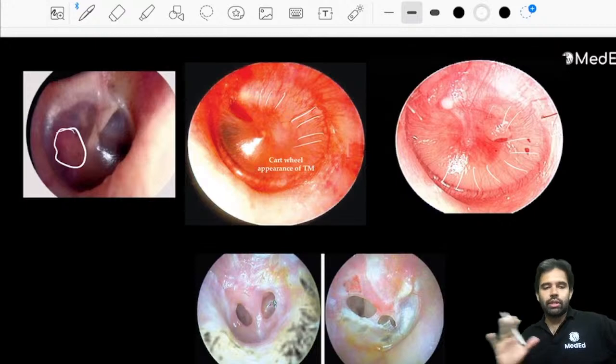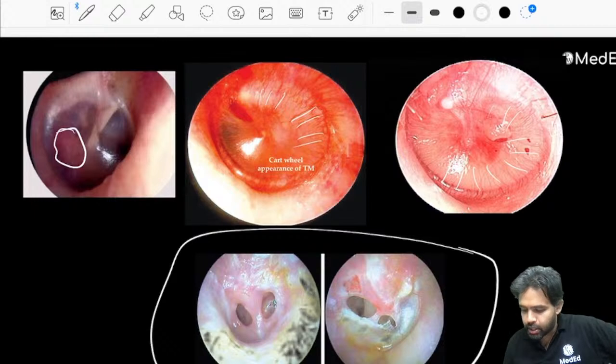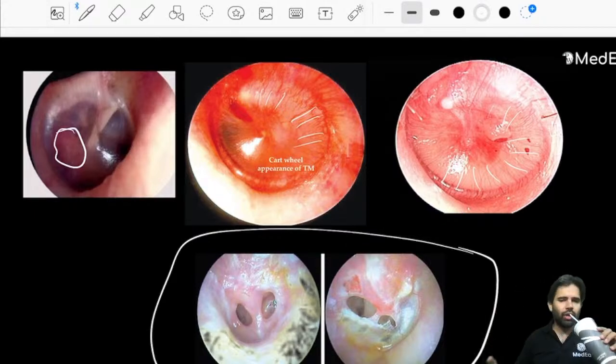Okay, so this is how you can see it. What is this part? What is this that we can see over here? Multiple perforations. This has been asked once I think it was.